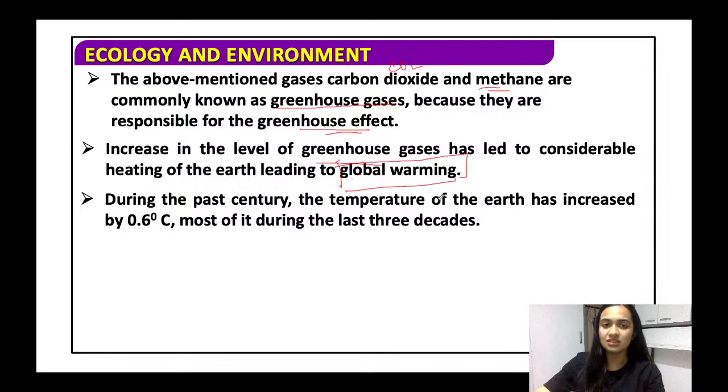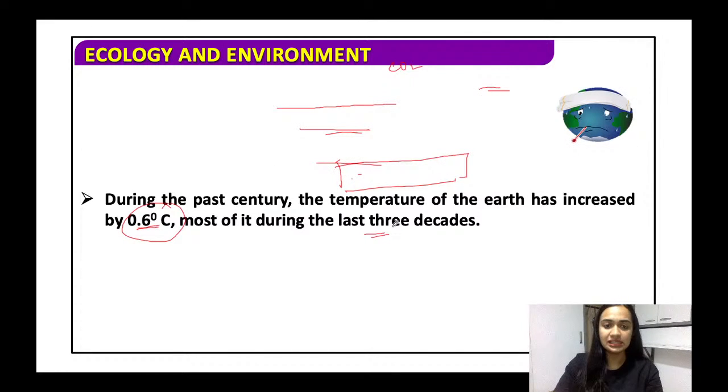Global warming मतलब क्या? It is a type of threat basically. जब क्या हो रहा है कि आपके जो अर्थ की टेम्परेचर है वो इंक्रीज होती जा रही है ना, earth is getting warmer. So during the past century, what is happening? The temperature of the earth has increased by 0.6 degrees Celsius. This may sound low, but this has caused a great threat, especially the melting of the snow caps. Now, most of it has happened in the last 3 decades.